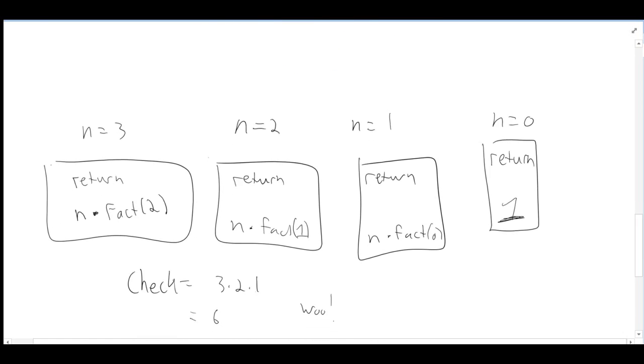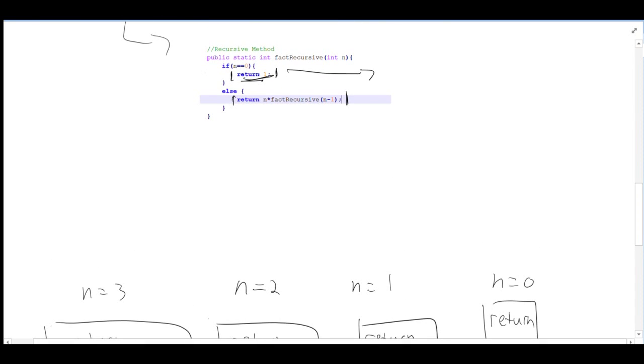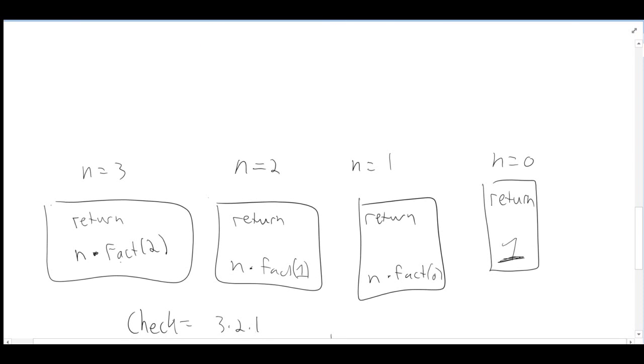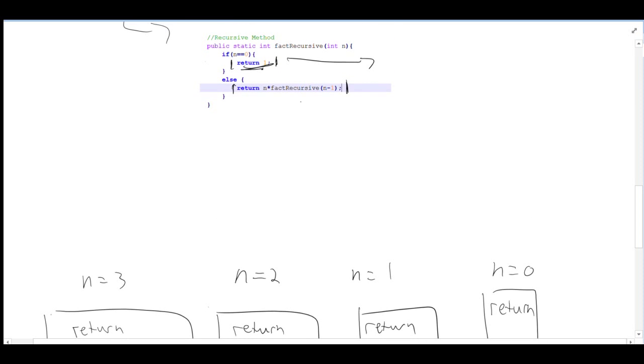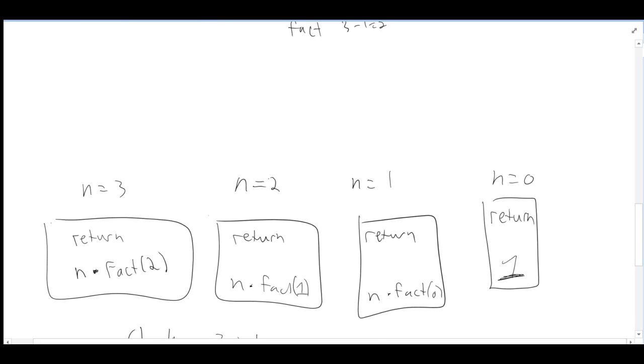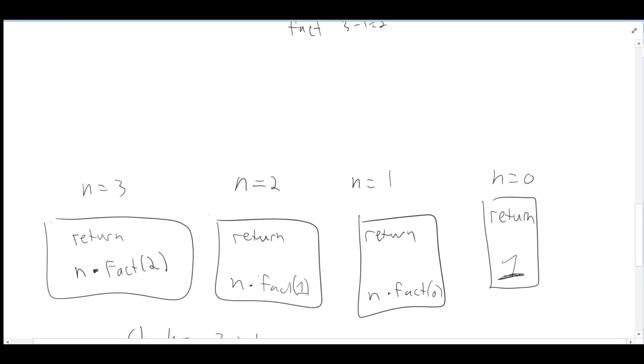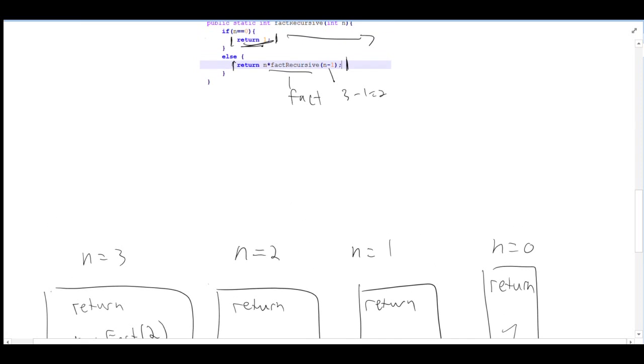Now, if you're confused about how or why this works, I drew a little diagram. Assuming n is 3, we're going to go through everything until the base case. If n is 3, it returns n times factorial of n minus 1, so fact 2. I just called the whole function fact. Then it calls factorial again with a value of 2, and it returns n times factorial 1, because 2 minus 1 is 1.